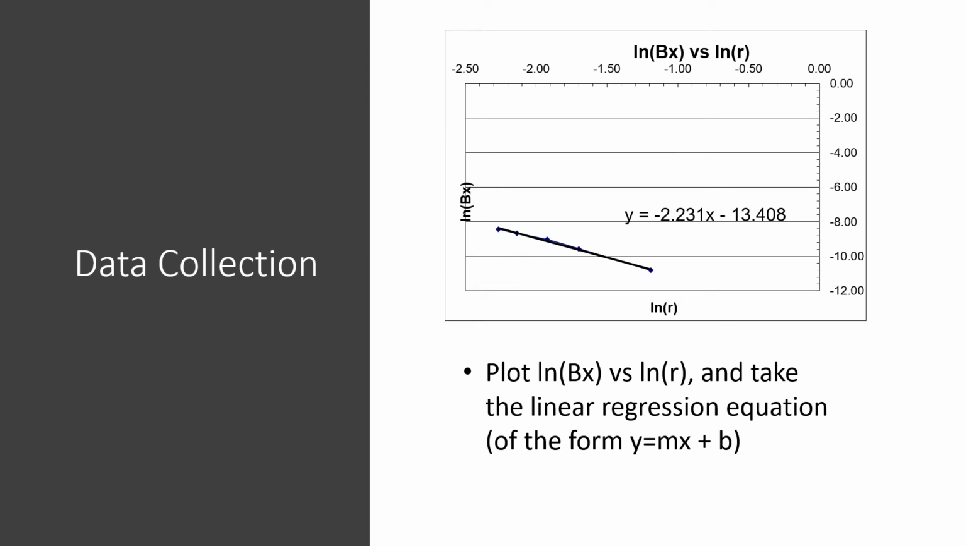Once we had all those numbers, we would plot the ln, or the natural log, of the magnetic field in the x direction against the natural log of the distance r between the magnet and where the magnetometer is located, and take the linear regression equation, which is of the form y equals mx plus b. And specifically from this, we need the b value, which is negative 13.408 for our experiment.